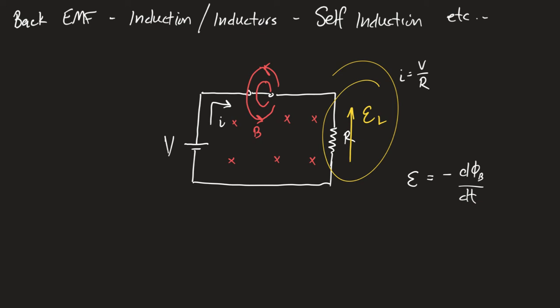This is called self-induction. Yes? What happens at the steady state? Does that induced EMF just become zero? This EMF only exists while the current is changing, because that's causing the change in flux. So our steady state will be when this back EMF goes to zero.